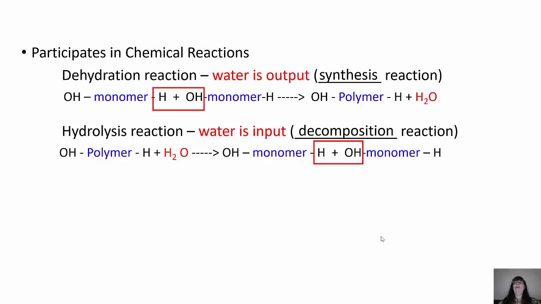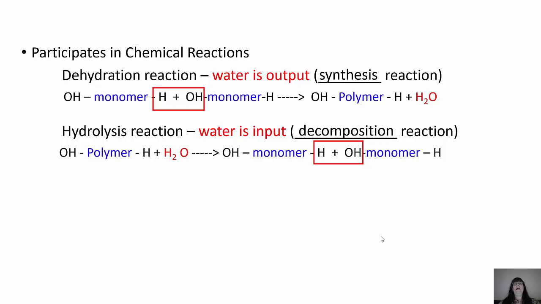Dehydration reactions, water is going to be an output. It is a synthesis reaction. In hydrolysis reactions, water is the input. It is a decomposition reaction. So if you think about it, if you are dehydrated, what are you lacking? You're lacking water. So when you take two monomers and take away water, you're going to combine them and make a bond, and water is going to be given off in the reaction. So a dehydration reaction is going to form a bond by removing water.